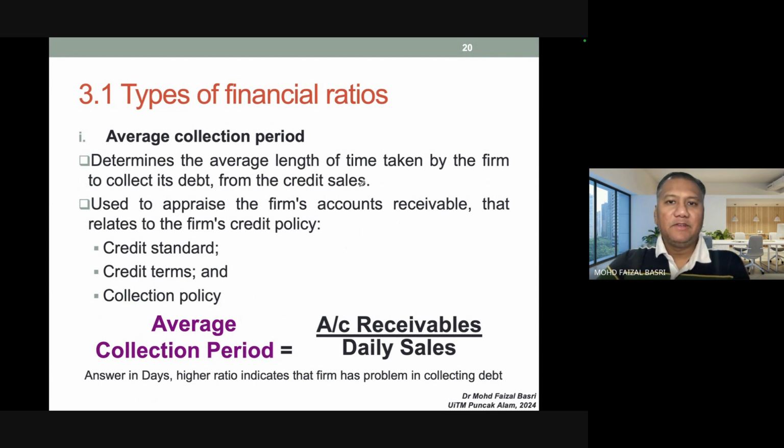Okay, it determines the average length of time taken by the firm to collect its debt from the credit sales. So it is used to appraise the firm's account receivable. So item yang kita akan guna pakai adalah account receivable. Remember, account receivable ni ada dalam current assets. And the larger the account receivable, selalunya bergantung kepada company punya credit policy. How lenient the company is with regards to giving out credit to the customers.